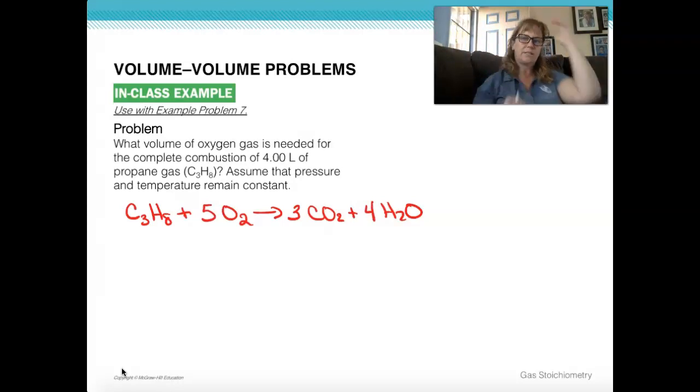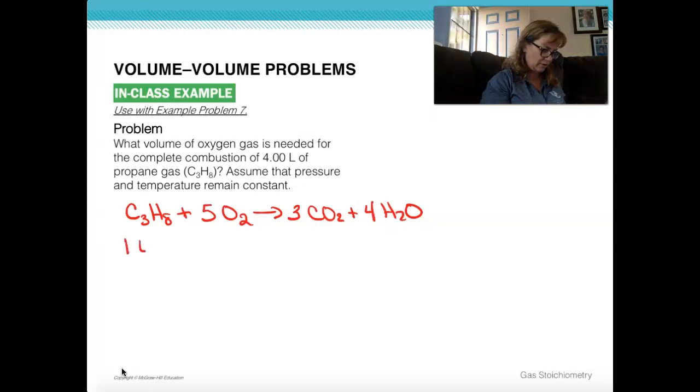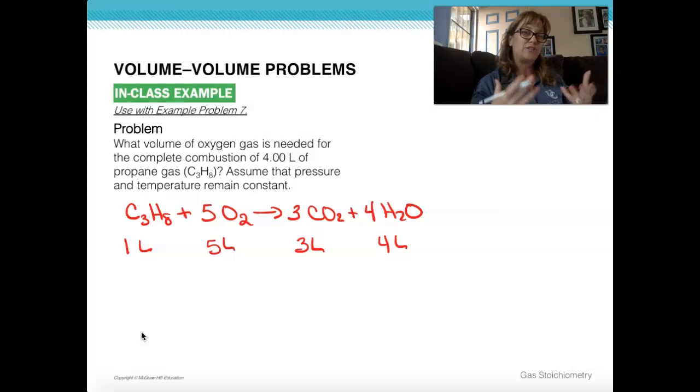So remember, if we just looked at this the way we had it before, this is 1 mole of propane reacts with 5 moles of oxygen to give us 3 moles of carbon dioxide and 4 moles of water. But what I just taught you is that because this is all gases, we can think of this as a liter to liter ratio. So that would mean 1 liter of propane reacts with 5 liters of oxygen to give us 3 liters of carbon dioxide and 4 liters of water. Well, that means we can use that ratio of the coefficients, that mole to mole ratio, the same way as a liter to liter ratio.